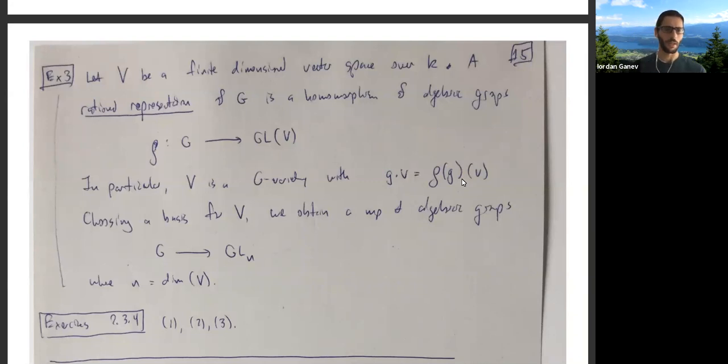And of course, we can pick a basis for V, and then we get a map of algebraic groups from G to GL_n. Part of the reason we restrict V to be finite dimensional is because we don't want to be thinking about infinite dimensional varieties. There's a well-defined notion, but we don't want to go into that in this class because there are many subtleties. So we want to restrict our attention to the finite dimensional case. Okay, so great.